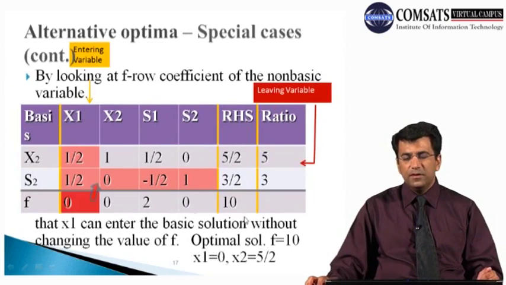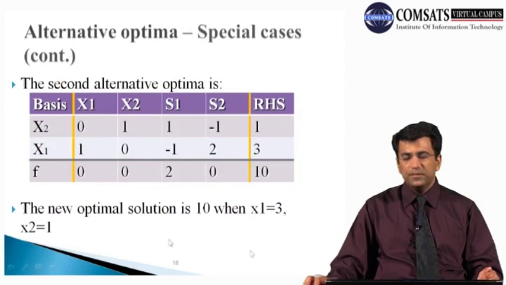But in the next table, if we put x1 is equal to 3 and x2 is equal to 1, again we will get the same optimum solution, that is 10. So here you have the idea that we may have multiple alternative solutions which may give you the same value of objective function. So this is the special case of alternative optima we were discussing.